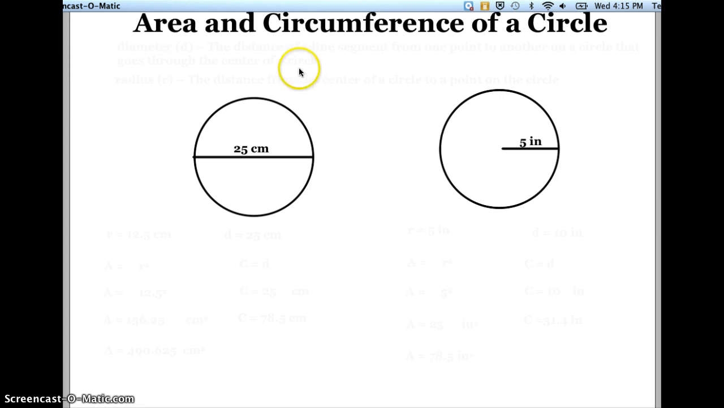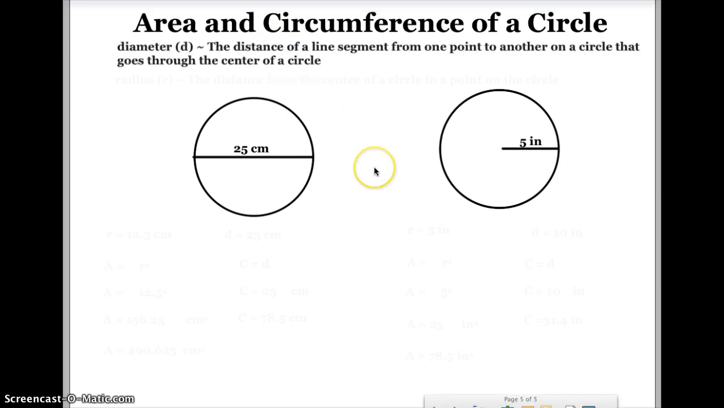The first term that we're going to define is called the diameter. And the definition the book uses for diameter is the distance of a line segment from one point to another on a circle that goes through the center of a circle. So in this circle right here, this line is an example of the diameter. It goes from one point on the circle to another, and it goes through the center of the circle. And the diameter is just a distance. So in this problem, the distance from here all the way across the circle through the center is going to be 25 centimeters.